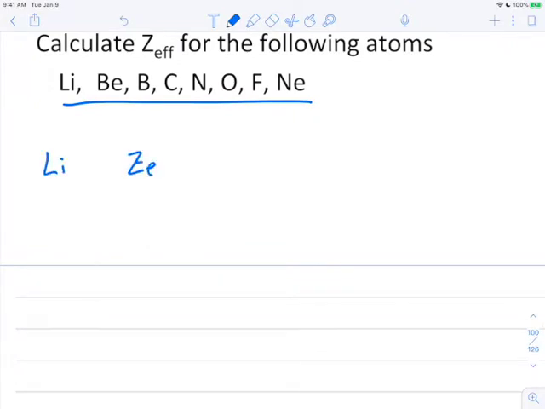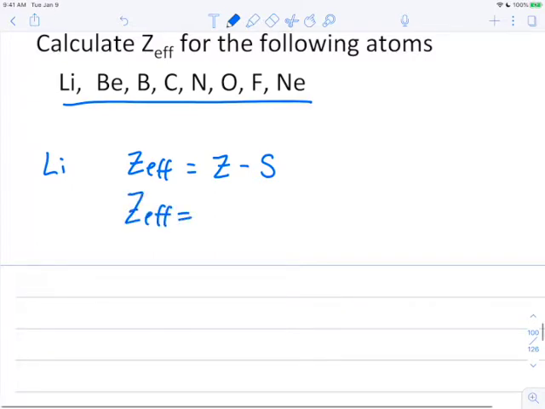And I know that Z effective, and by the way, I have a tendency to cross my Z's, but I don't always do it, so I apologize if that gets confusing, but I cross them so they don't look like 2's. So that is the original count for the protons minus S, which will be our core electrons. So let's go ahead and start with that lithium and go to our periodic table.